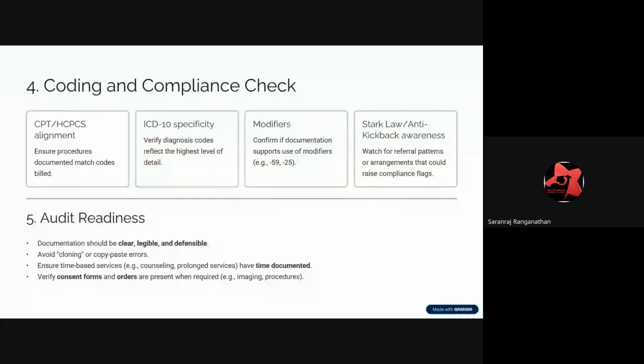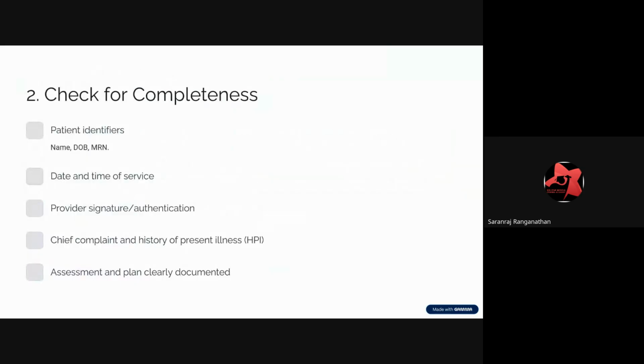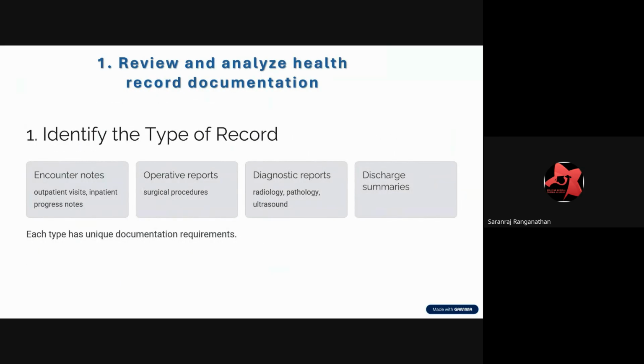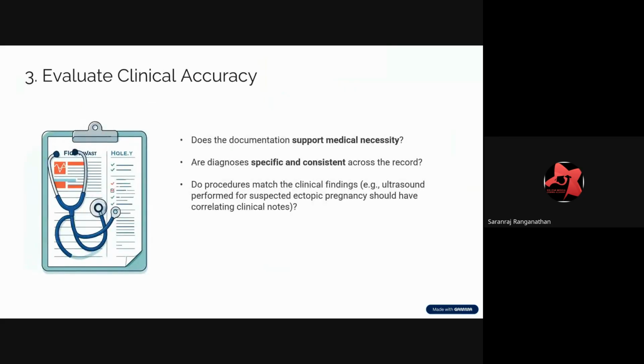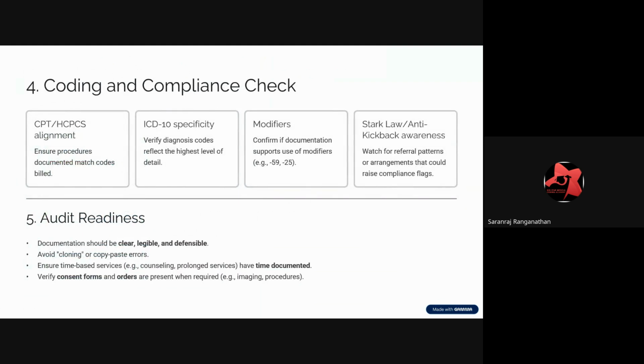Okay, then the next important topic. So this is what we have seen so far on documentation: review and analysis of health record documentation. These are the five mandatory points. As I told, first we need to identify the type of record, second is to check for completeness, for which we have a certain set of guidelines, third is to evaluate clinical accuracy, fourth is the coding and compliance check, and fifth is audit readiness.